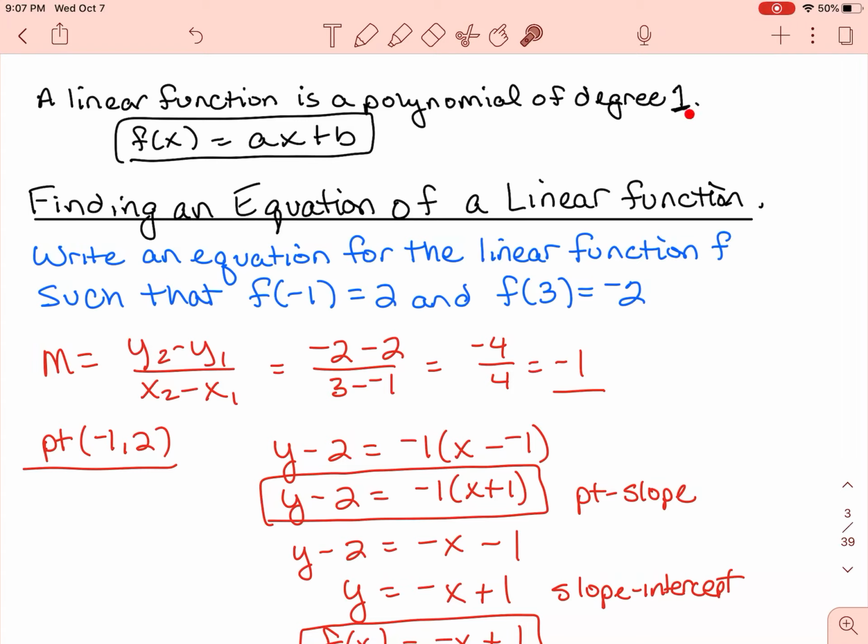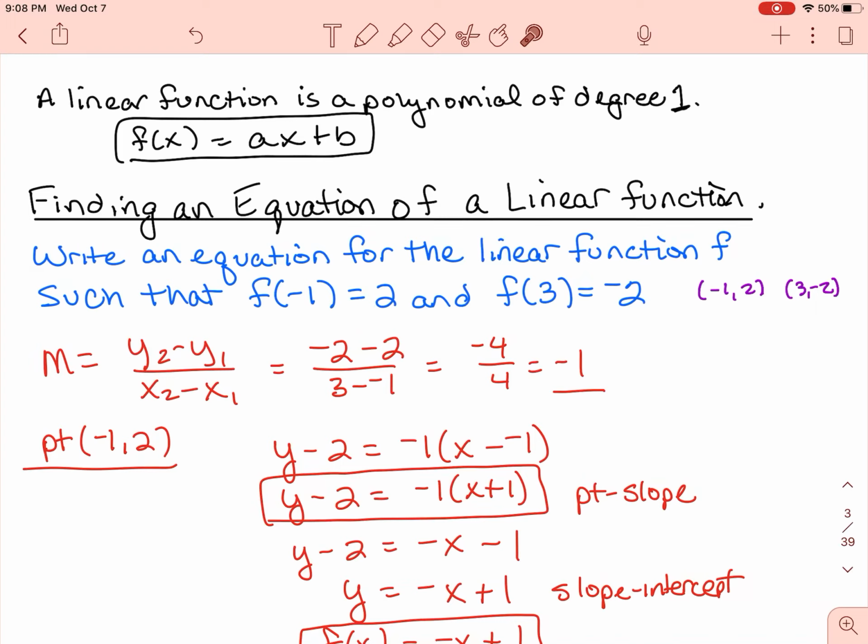A linear function is a polynomial of degree 1, f of x equals ax plus b. So one thing you're asked to do, something you've done since Algebra 1, is write an equation for a linear function such that f of negative 1 is 2 and f of 3 is negative 2. Back in Algebra 1, they wouldn't have written it that way. They would have just said, find a function that goes through the points negative 1 comma 2 and 3 comma negative 2. So they would have just given you ordered pairs. Now we're writing it in function notation, but it's the same deal. The slope is going to be y2 minus y1 over x2 minus x1.